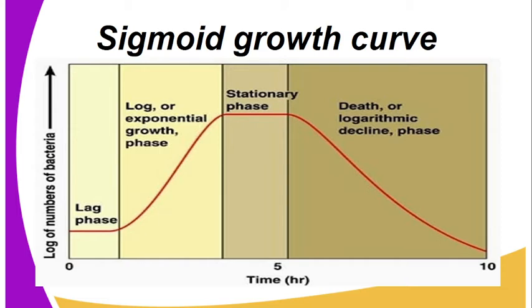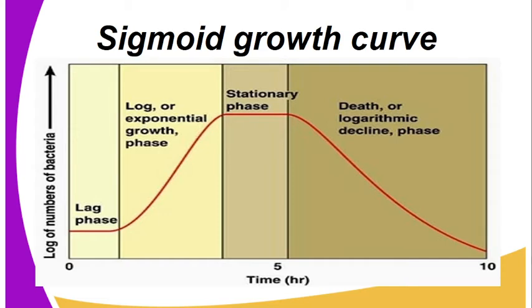We are starting with the lag phase. The lag phase is the initial phase of growth, and as you can see in the diagram, the growth rate is very slow. Why is the growth rate very slow? Number 1, the number of cells dividing are very few, and number 2, the cells have not adapted to their environment.